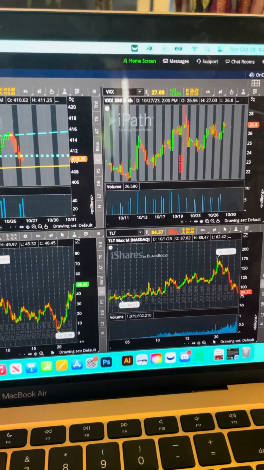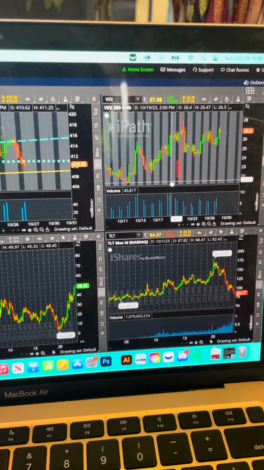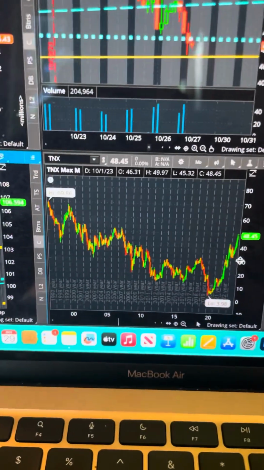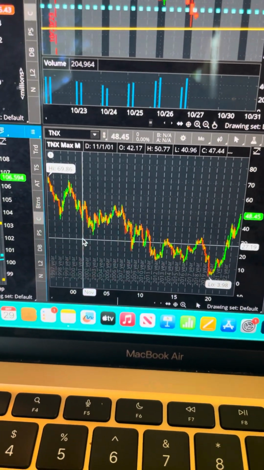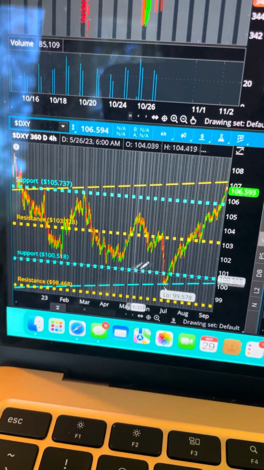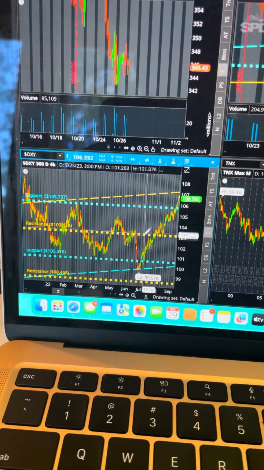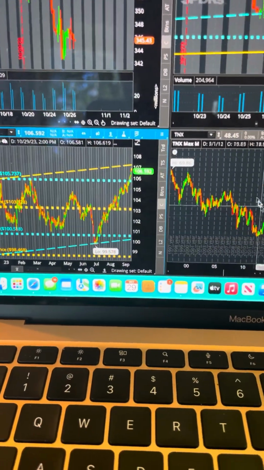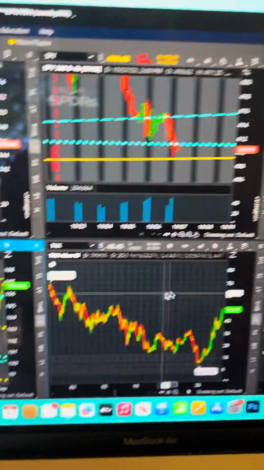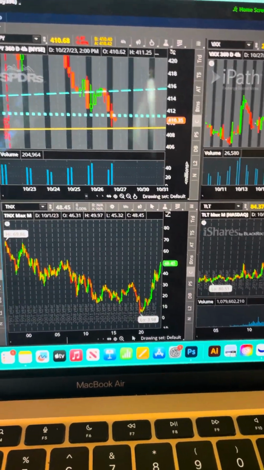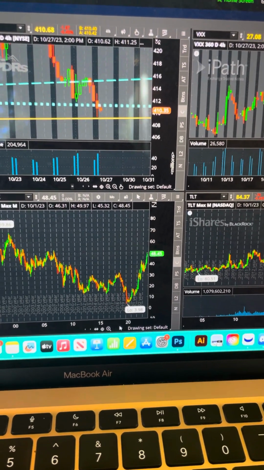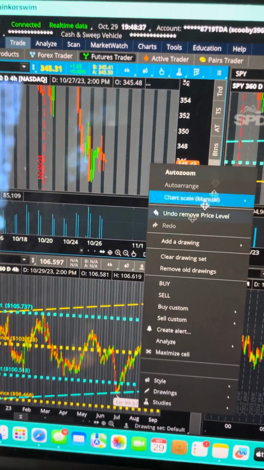So I have the VXX. This is volatility in the market, basically an index for that. TLT is the bonds. TNX is the treasury yield for 10 years. And DXY is the US dollar. All really good indicators on what's going on in the market. I'm slowly just going through all of these, putting in support and resistance lines. But the Fibonacci can tell you that also, like with the support and resistance lines.